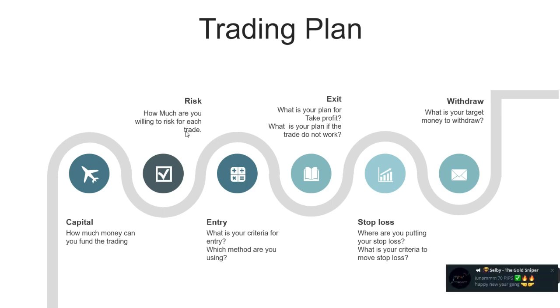Let's assume your account is 100K, $100,000. Are you willing to risk 5%? That is $5,000. You can see the difference there. Some people's account might be $100, and they will say, okay, I'll risk 50%.